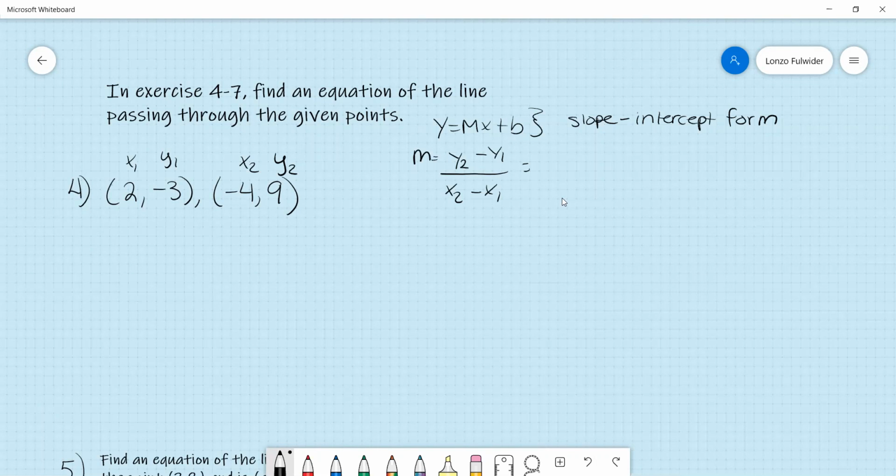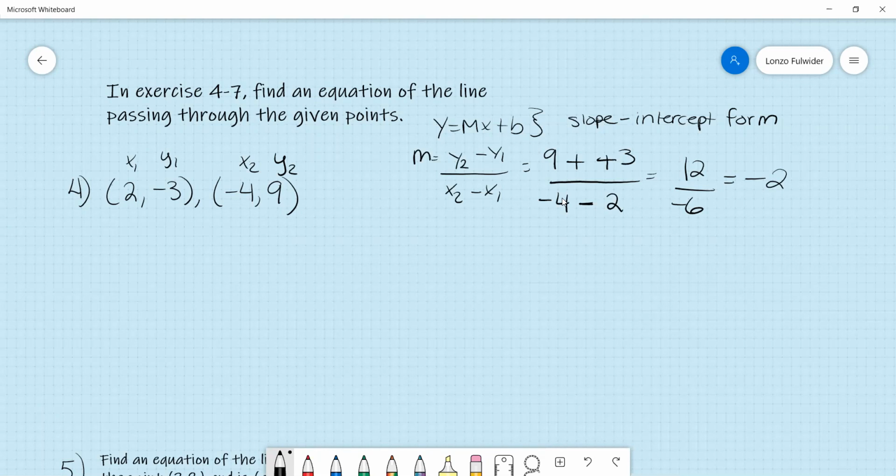So y2 is 9 minus y1, which is minus negative 3, so there's two minuses, over x2, which is negative 4, minus x1, which is 2. So two negatives become a positive, right? What's 9 plus 3? 12. And then what's negative 4 minus 2? Negative 6. So that is negative 2. We just found our m.